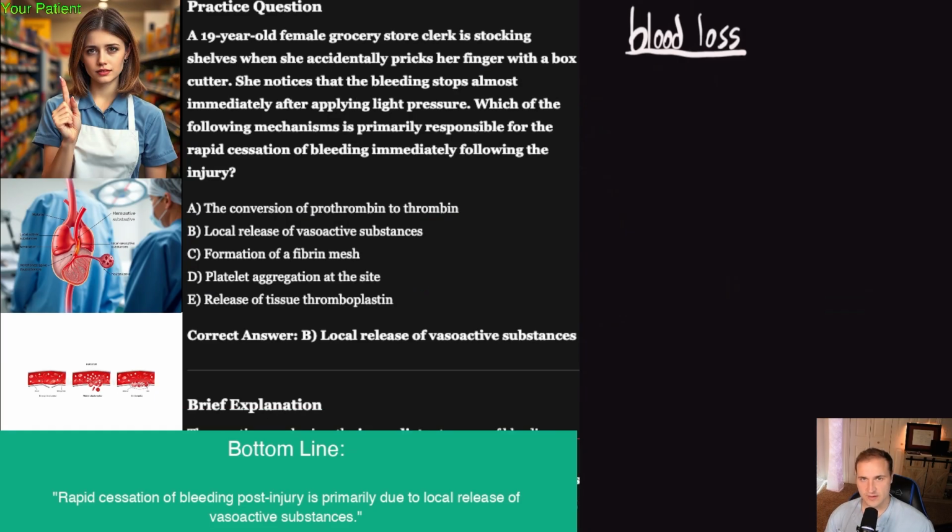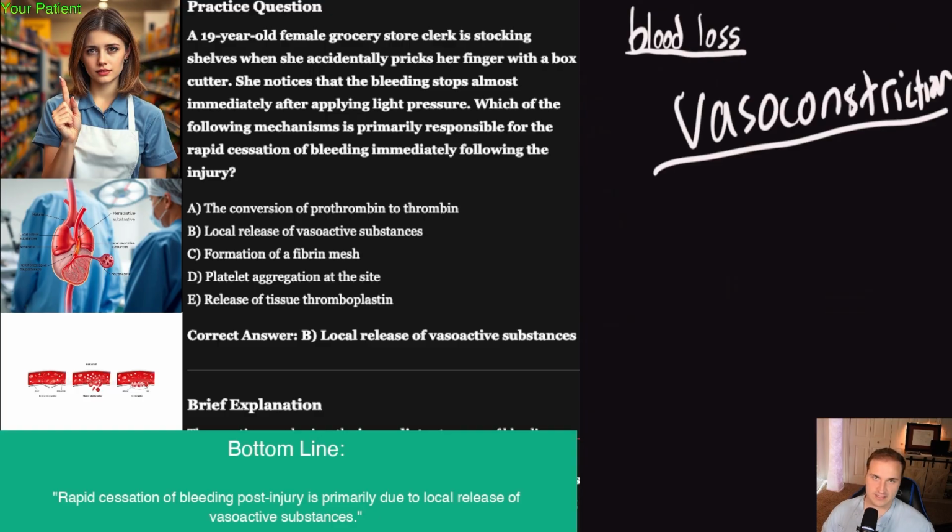Okay, so for this question, we have to talk about how the body stops the bleeding, and it all starts with vasoconstriction. That's the first reflex after the vessel injury. And so here we got a 19-year-old pricking her finger and the bleeding stops instantly, but that's way too fast for the clotting factors or the platelets to act.